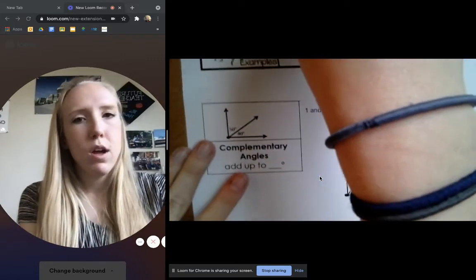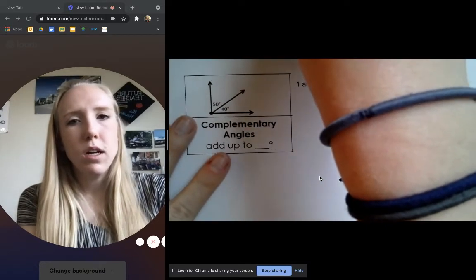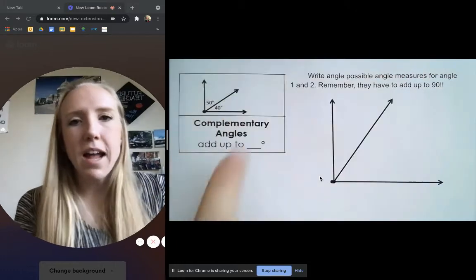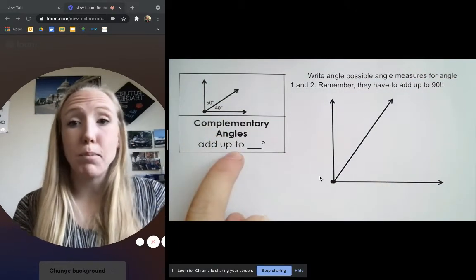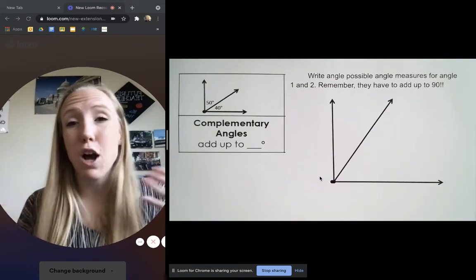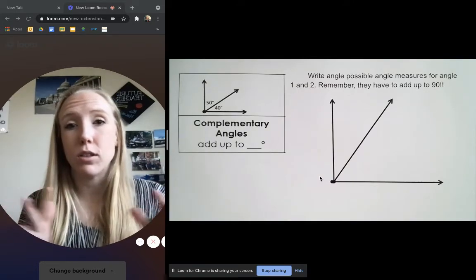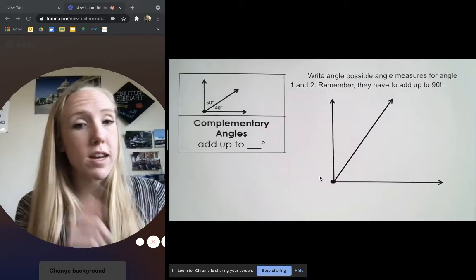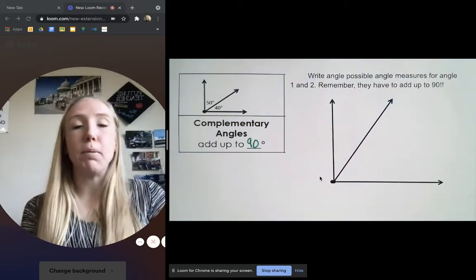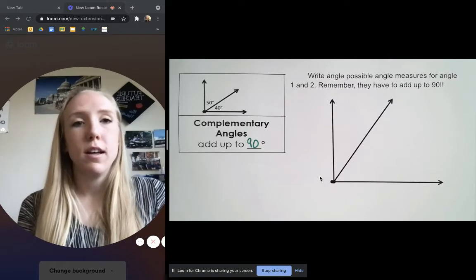Okay, so test yourself. Answer this. Complementary angles add up to how many degrees? How many degrees have to be in a pair of complementary angles? If you said 90, good job. 90 degrees in complementary angles.